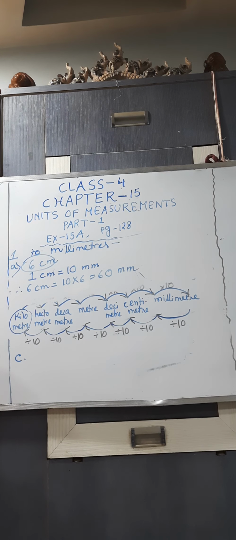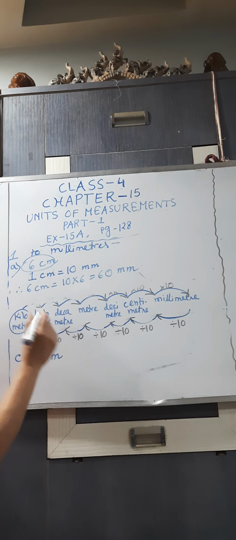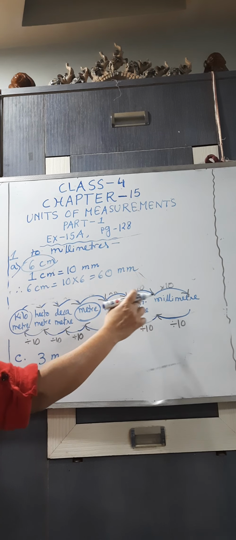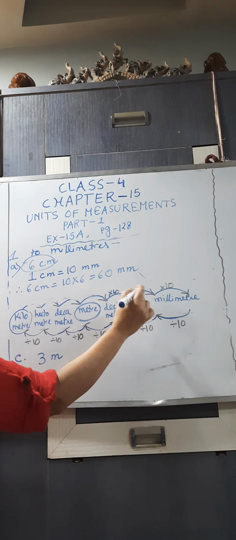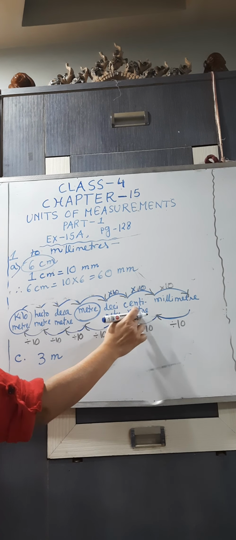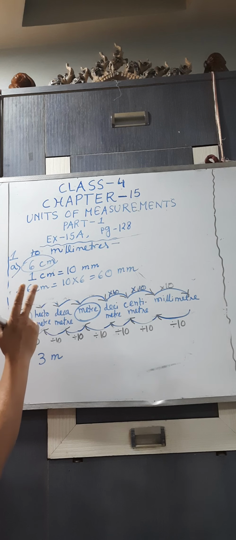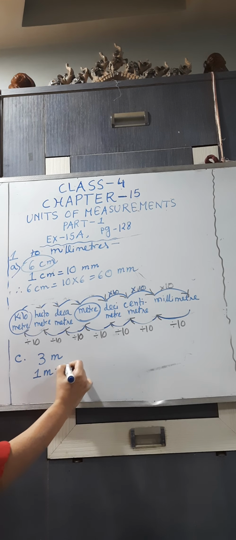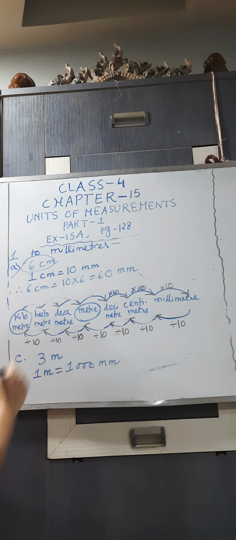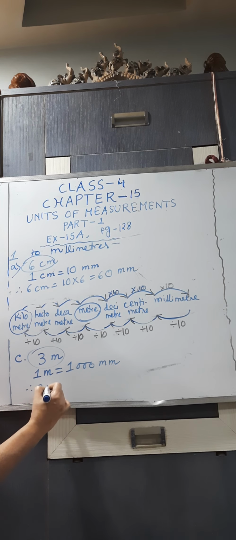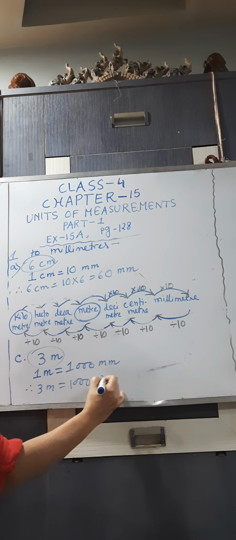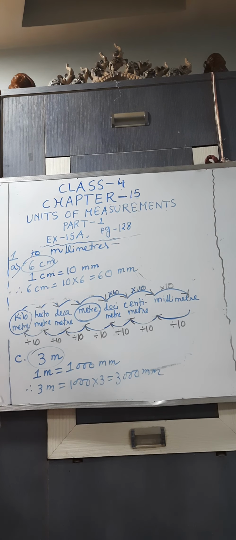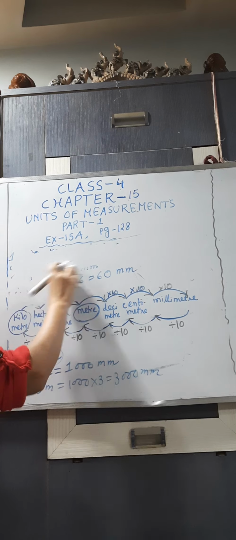Achcha. Now, 1C. What is given? 3 meter. You have to convert 3 meter to millimeter. Now, here you can see the position of meter is here. So, from meter to millimeter, we have to cross 3 steps: decimeter, centimeter, millimeter. 3 steps. That means 3 zeros, 1000, 10 into 10 into 10. So you have to write 1 meter is equal to 1000 millimeter. Therefore your question, 3 meter is equal to 1000 into 3, 3000 millimeter. Clear?